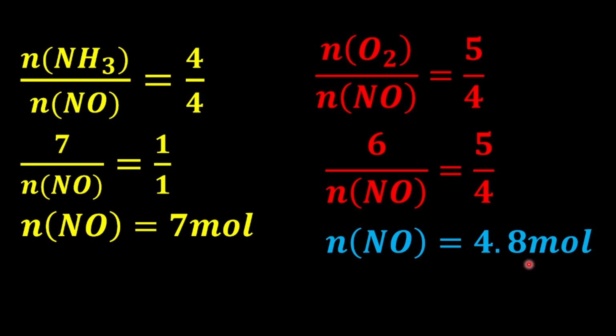Now let's compare something here. We have 4.8 moles against 7 moles. So what can you say about this? Yes, your guess is right. You have determined the limiting reactant. So oxygen becomes our limiting reactant.